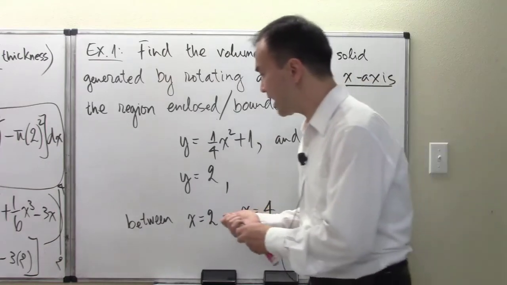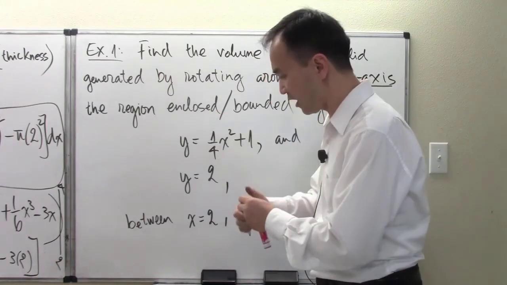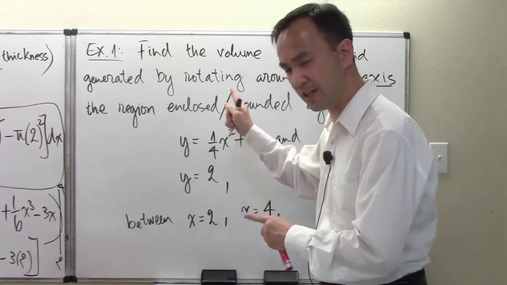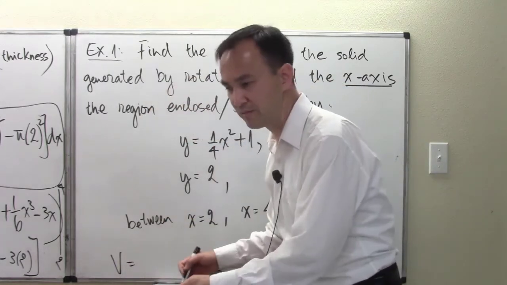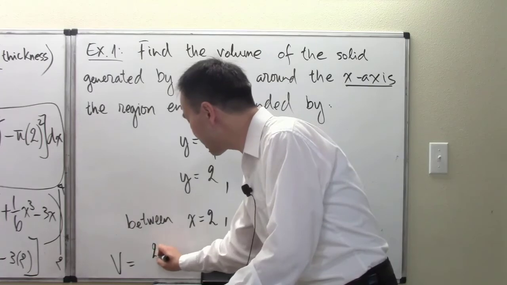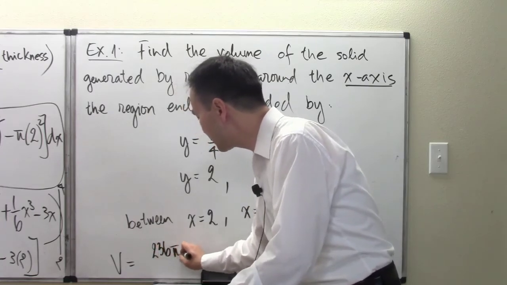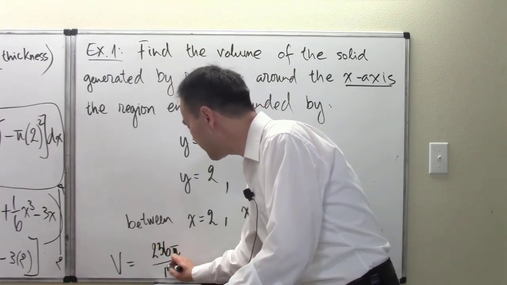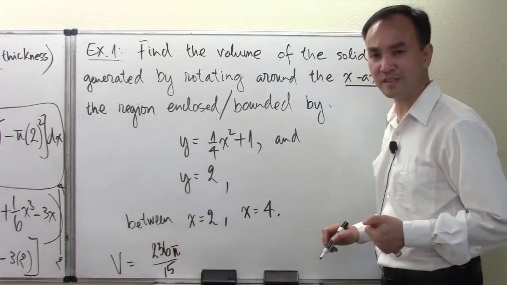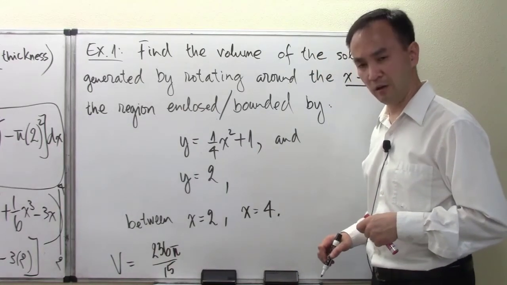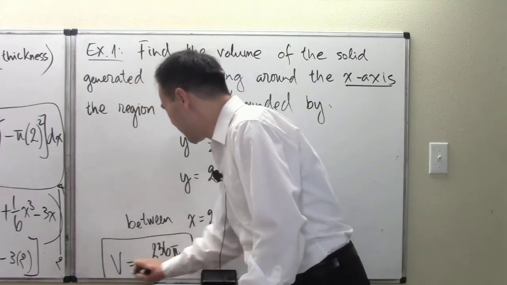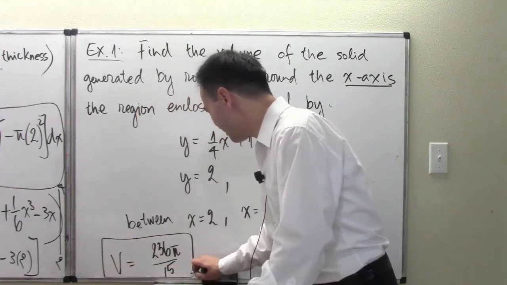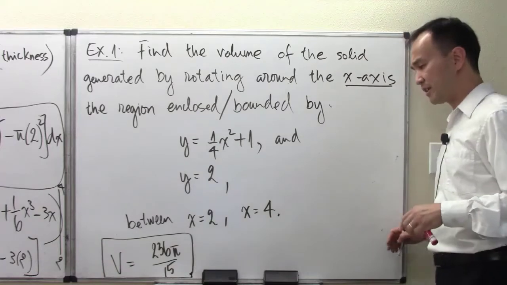The final answer for this volume, for this solid right here, is found as V, volume, equals 236 pi over 15. 236 pi over 15. Okay, so that is our final answer. Okay, so that's how it's done right here.